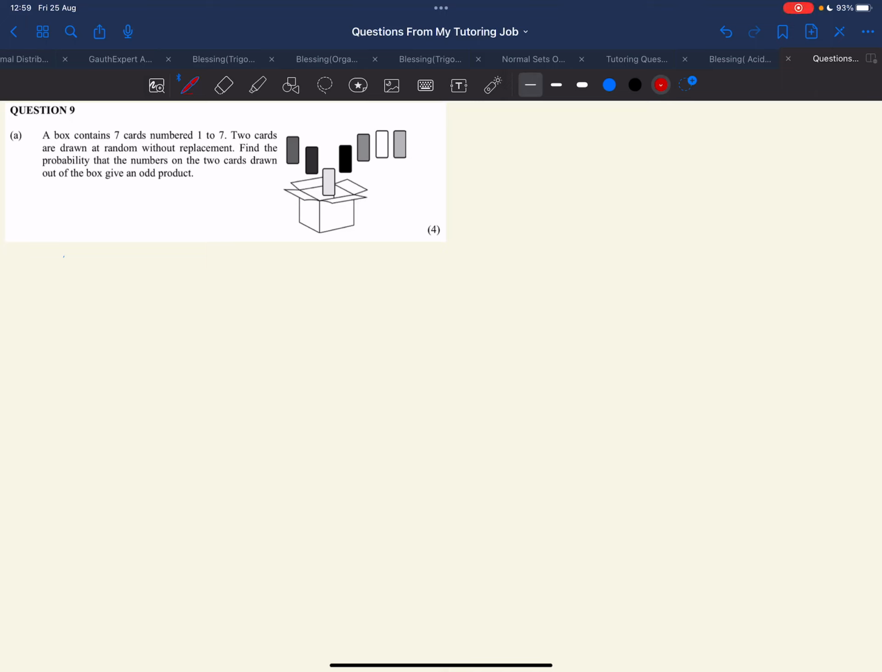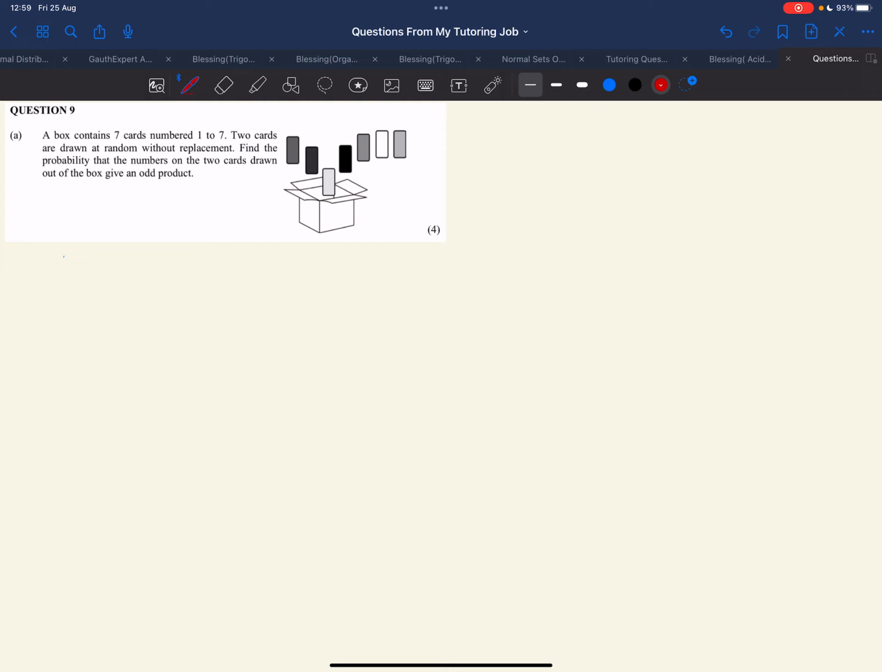Okay, right. In question 9a, they say that a box contains 7 cards numbered 1 to 7. 2 cards are drawn at random without replacement. Find the probability that the numbers on the 2 cards drawn out of the box give an odd product.